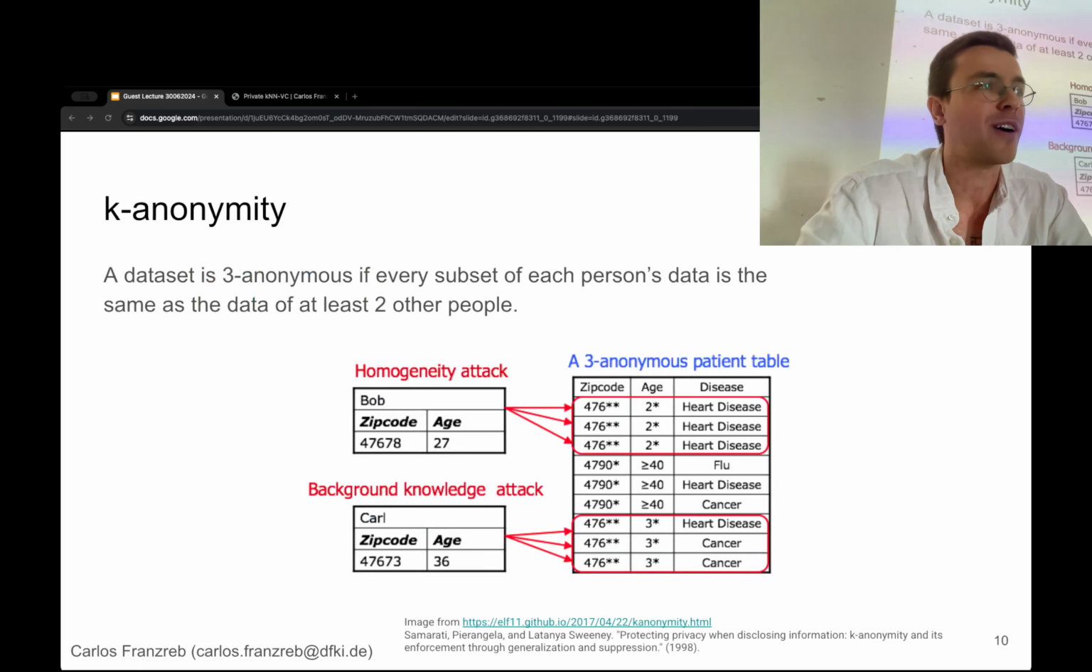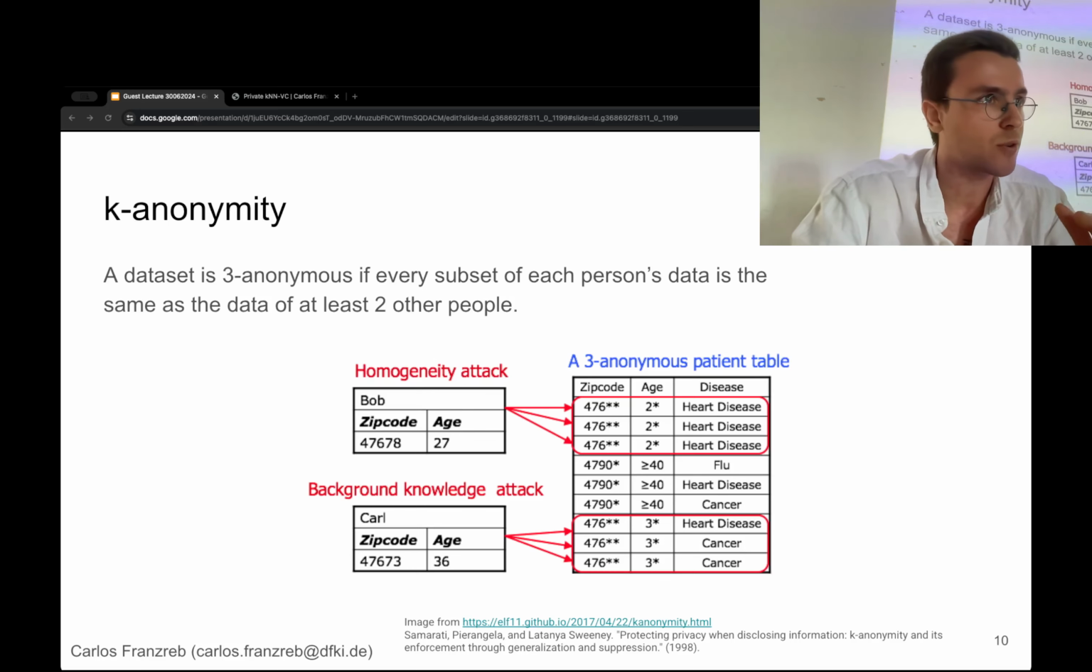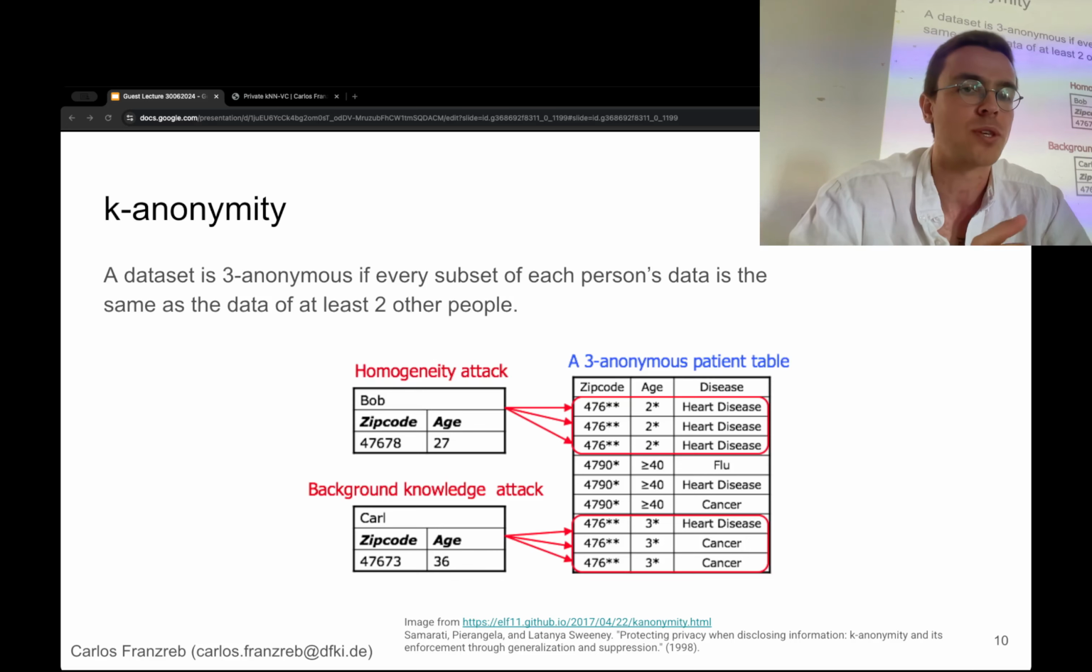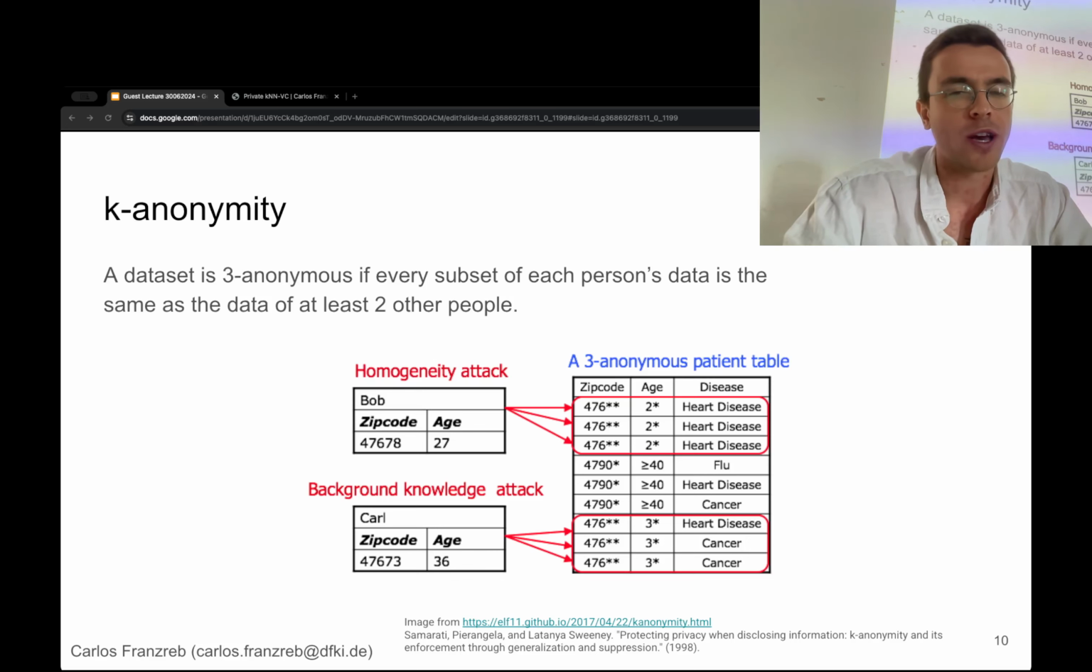And there are different ways of evaluating privacy or designing privacy-preserving systems. A very simple one that is very good to highlight how this works is called k-anonymity. And here we have an example where k equals 3. And this means this data set is 3-anonymous because every subset of each person's data is the same as the data from at least 2 other people. And you can see, for example, here, the top 3 rows, you have the zip code and age and disease. They're all the same for these 3.